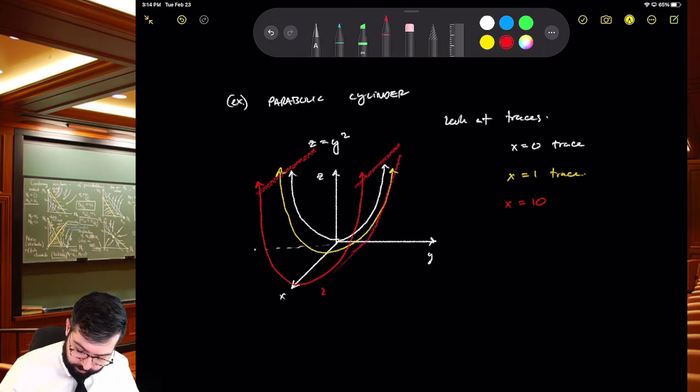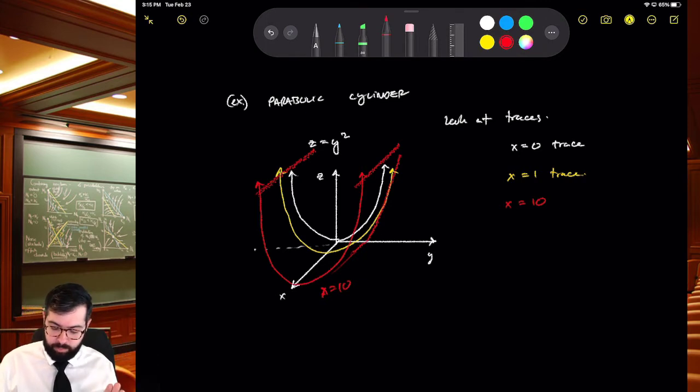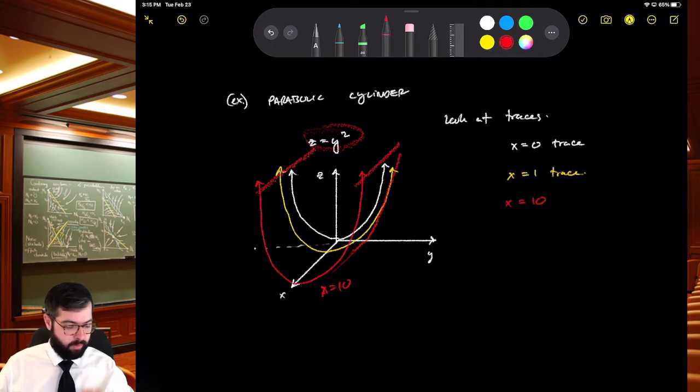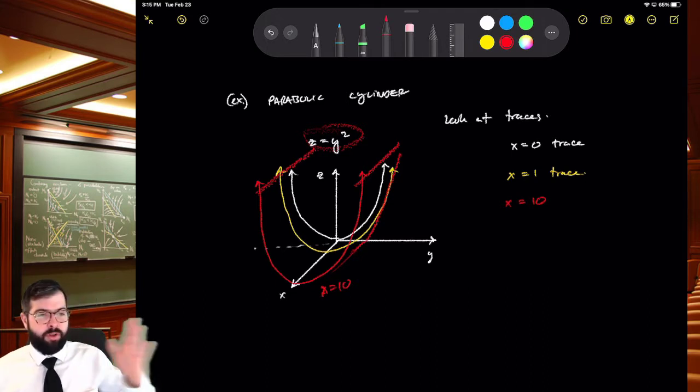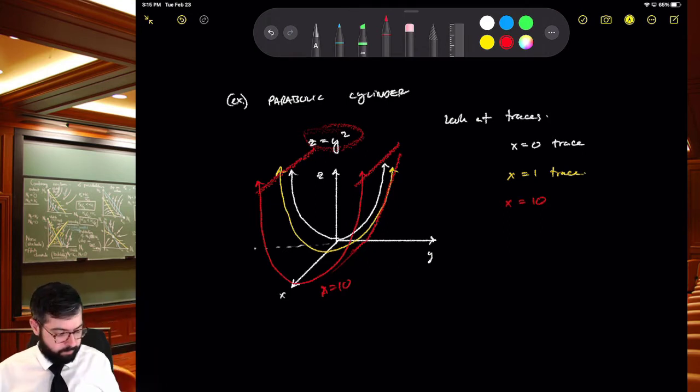Here's x equals 10. All those cross sections, wherever you slice it parallel to the ZY plane, you're going to get the same curve. All right, and so that's what we call a cylinder. The traces are all projected on top of each other like that. Okay.